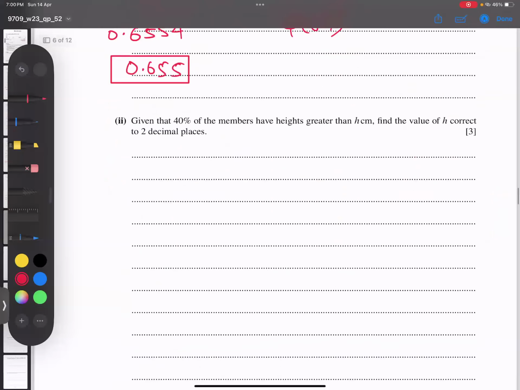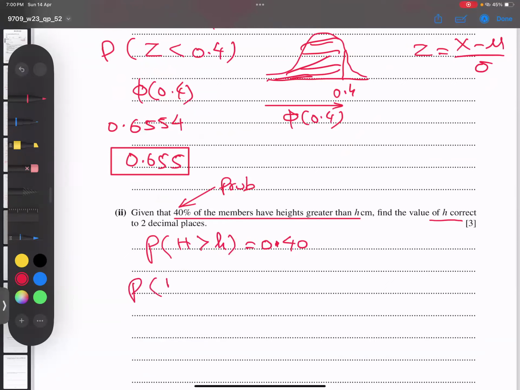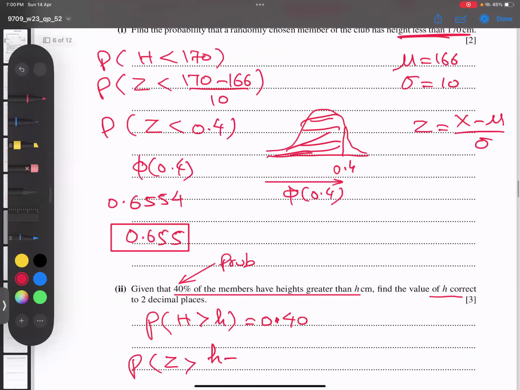Okay, next part: he is saying that 40% of the members have a height greater than h. How to write it? 40%. A percentage is always called a probability. Height greater than h is equal to 40%, 0.40. This is a way of converting. Make sure. Now find h to 2 dp. Make sure 2 dp. And again, I will use the same formula to convert it. So I write here Z bigger than, what formula? h minus mean. Mean is 166. Deviation is 10.